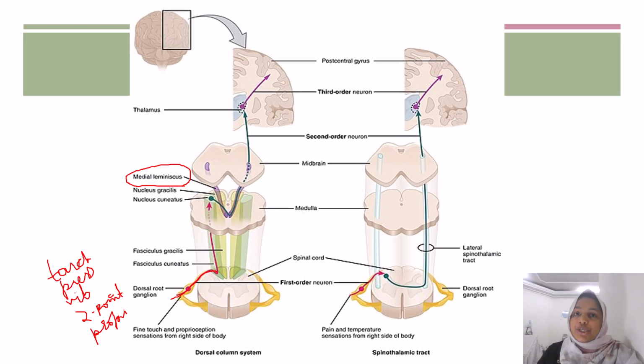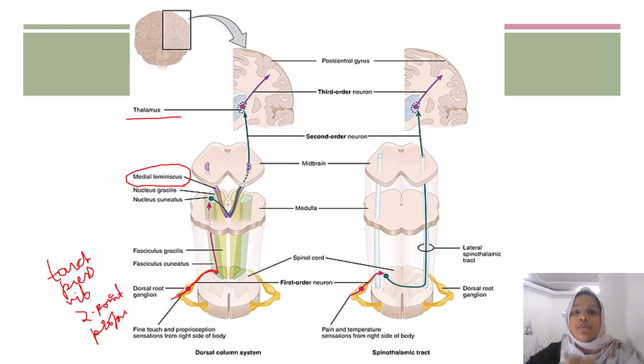It is not crossing at the spinal level, it is crossing at the medulla only. And then it ascends through the pons and midbrain, and from the midbrain it goes to the thalamus, because the thalamus is the sensory relay center. Whichever sensation from whatever part of the body, whichever tract is carrying, always reaches the thalamus before it is given to the sensory cortex.